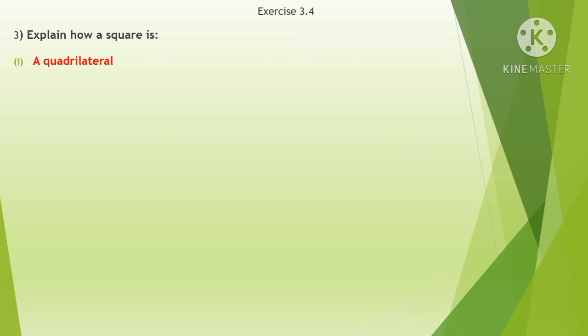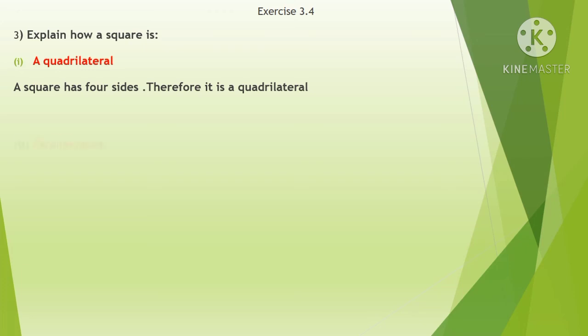Do you remember the definition of a quadrilateral? A quadrilateral has 4 sides, 4 vertices, 4 angles. For a square also we have 4 sides. So we can say that a square is also a quadrilateral. Look at here. A square has 4 sides. Therefore, it is a quadrilateral. It satisfies that a quadrilateral has 4 sides, and a square also has 4 sides. So we can say that a square is also a quadrilateral.